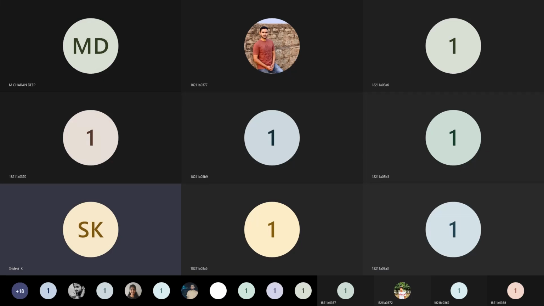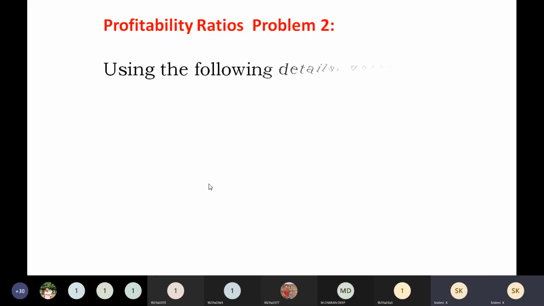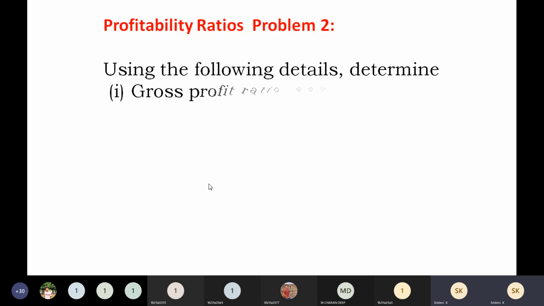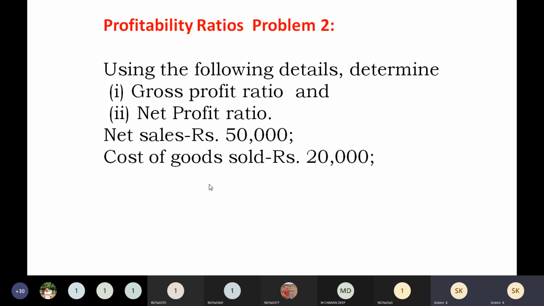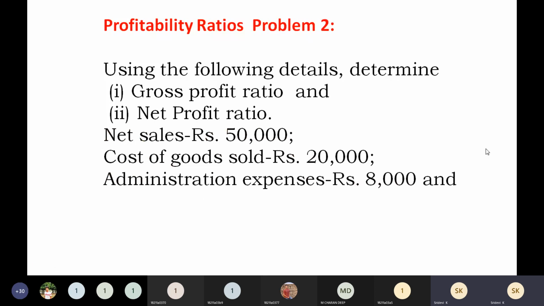Analysis. Under this, it is asked to calculate the gross profit ratio and net profit ratio. Net sales was given here directly, so you need not calculate the net sales. And the cost of goods sold is also given directly, 20,000. In this manner, direct information is given for short answer questions. If there are such questions, then this type of easy information will be given.